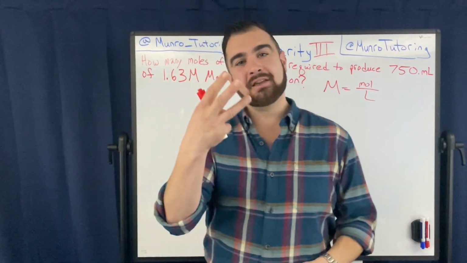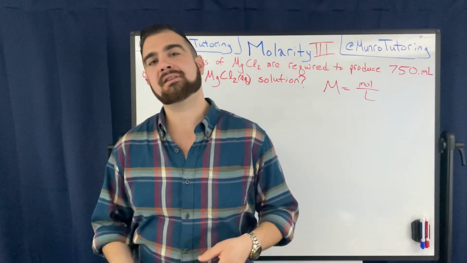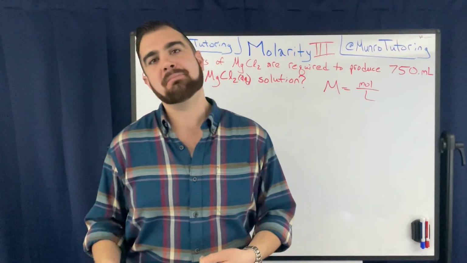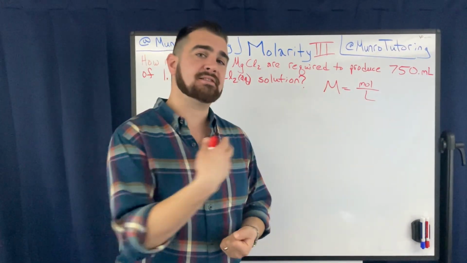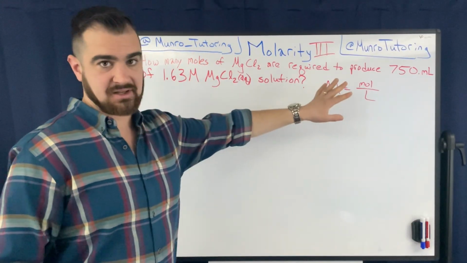This is part 3 of molarity. In the first part, I defined what molarity is. It's a measure of concentration. It's moles of solute over liters of solution. In part 2, I gave you moles of a solution and the concentration in molarity and asked you for the volume. And now we're going to do the opposite here, okay?